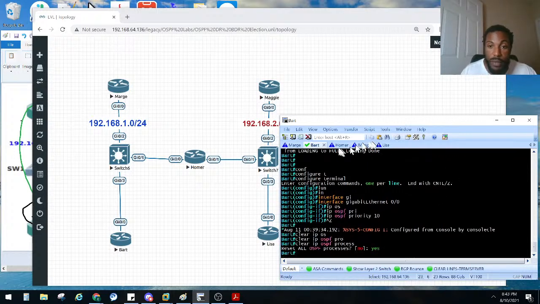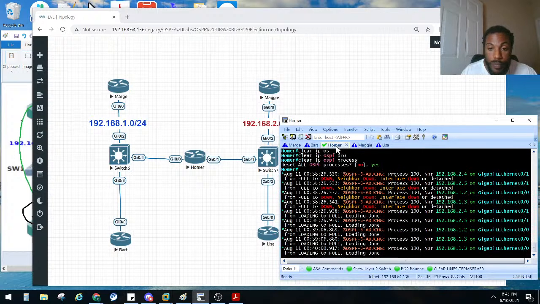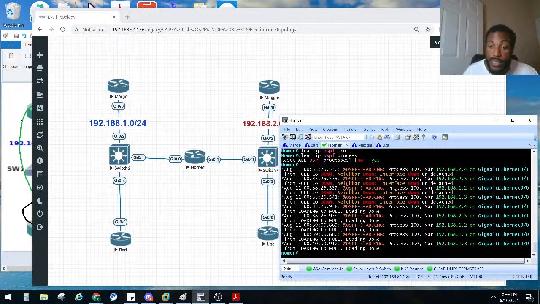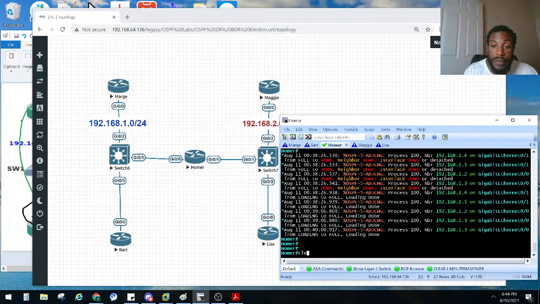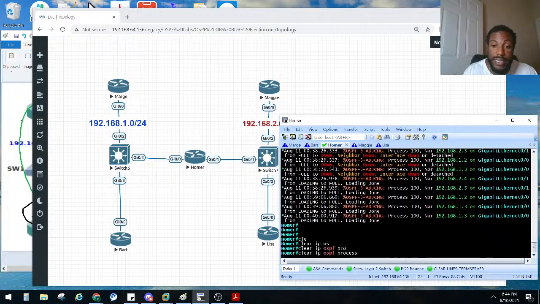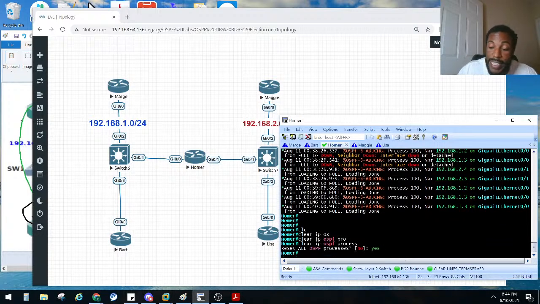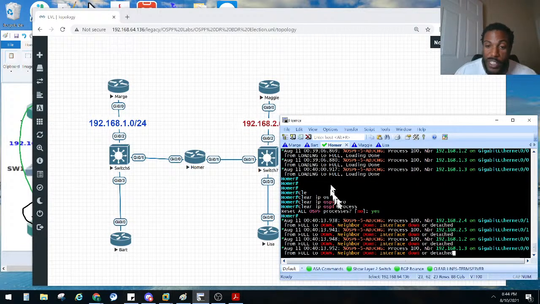Yes. We'll do the same thing with Homer. We just need to do those 2 because she's already the designated router. We can leave her untouched after that, right? So let's do the same thing to Homer. Clear IP OSPF process. Again, you want to do this during the change window. You don't want to do this during business hours.